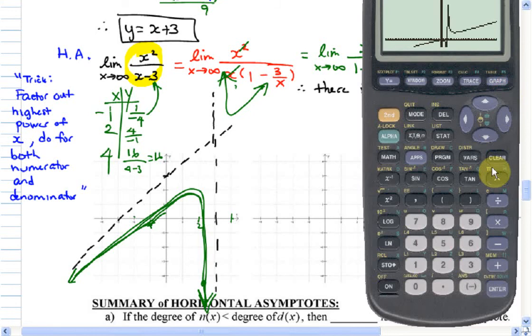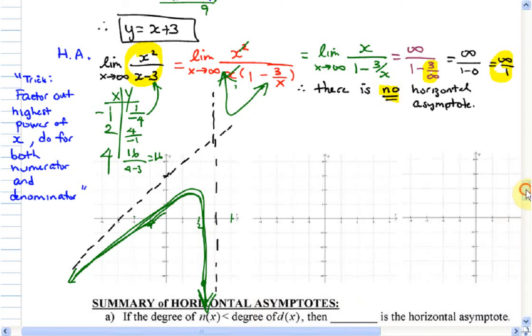Right? So you see the graph goes up, up, up forever. And can you see how if I were to draw a slanted line right here, it looks like it could be a slanted asymptote? Okay? All right. Well, I'm going to ask you to try to do the next one on your own.